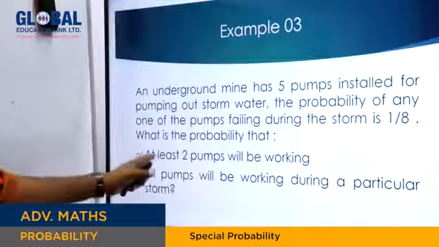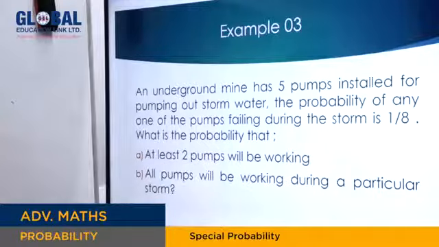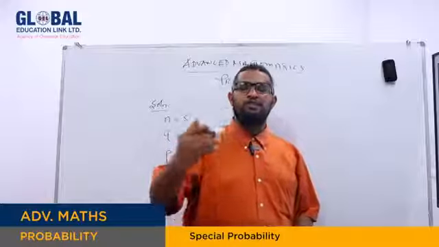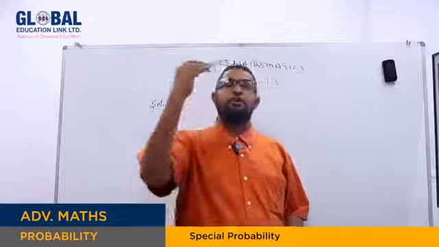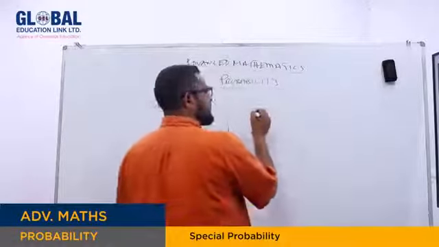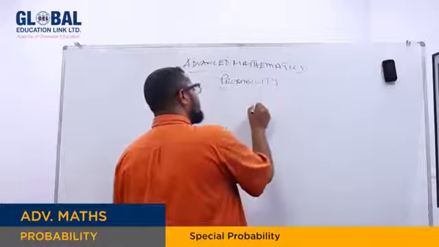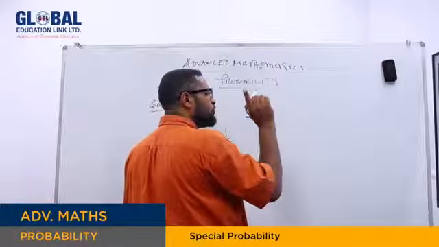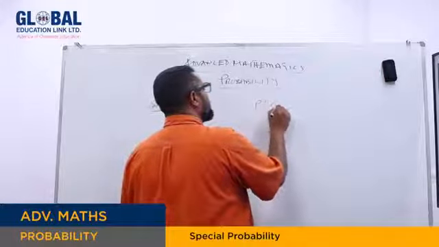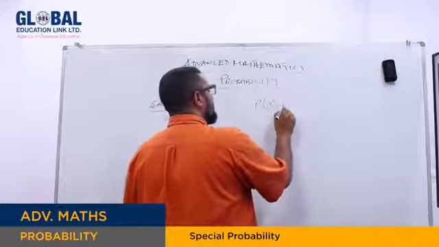Now, part A, at least 2 pumps will be working. Again, the meaning of at least is greater than or equal to 2. Find the probability of at least 2 pumps when x equals pumps working.